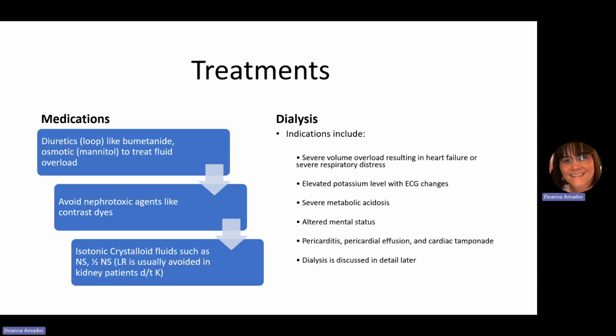This kind of goes into dialysis again. It says here indications for dialysis include severe volume overload resulting in heart failure or respiratory distress. They still won't do it emergently though for that. Elevated potassium level with EKG changes, that will get an emergent dialysis. Severe metabolic acidosis, they will do dialysis for that. And altered mental status, pericarditis, pericardial effusion, cardiac tamponade. And we're going to go a little bit more into dialysis as we keep going here.